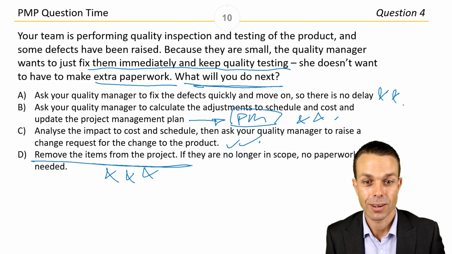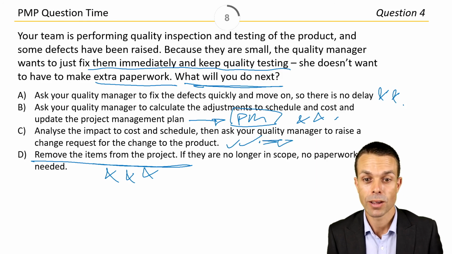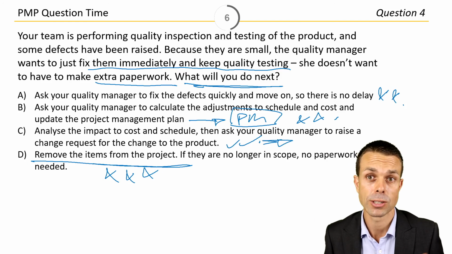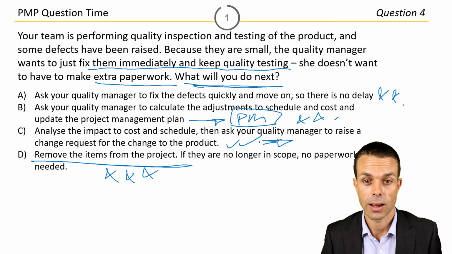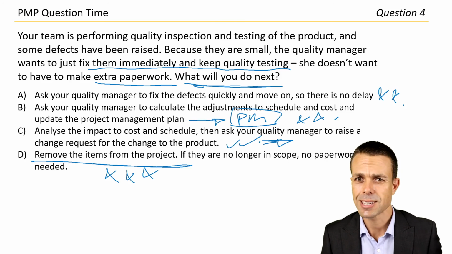I think, what do we got? Out of all of those, C is probably our best one. We're analyzing the impact to cost and schedule as we should, and then anyone can raise a change request. So that's what our quality manager is going to do. Let's go with answer C.